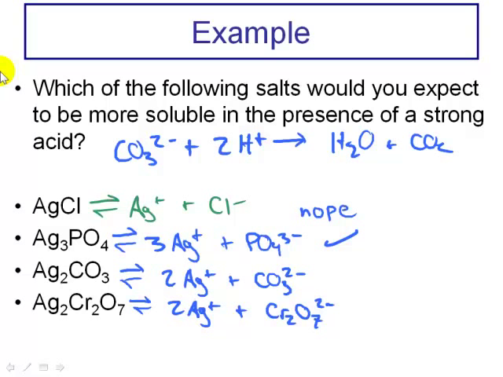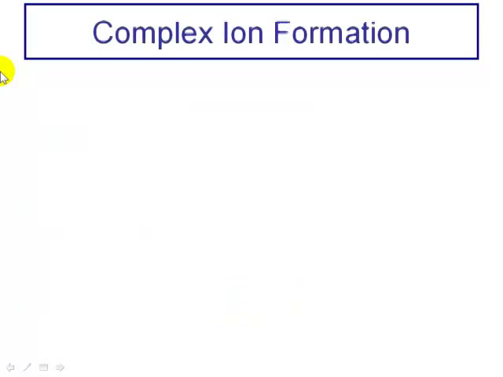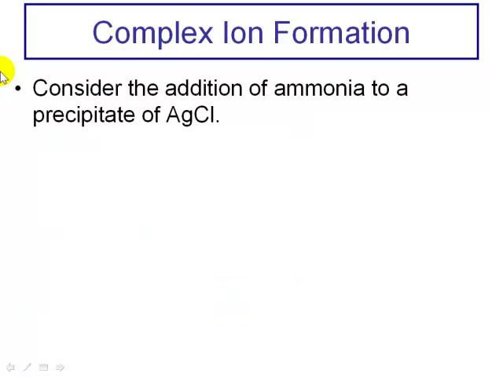Okay, one more thing. It'll be very fast. Ladies and gentlemen, the last thing we're going to talk about is complex ion formation. Complex ion formation can also affect the solubility of a compound. Now, you guys are going to want to read about this in your book. It talks about it somewhat at length over the course of a couple pages. Tonight, you guys need to read and do these problems, due tomorrow.